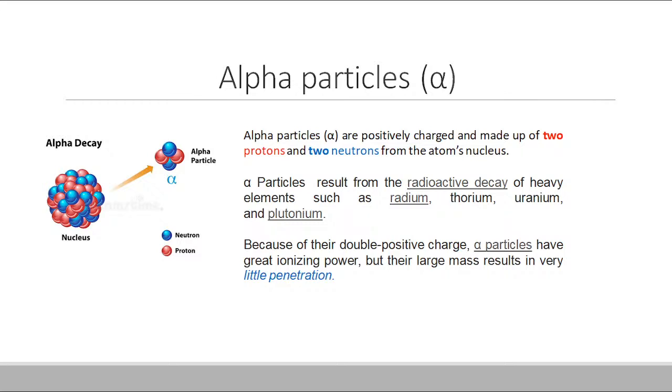Let's begin with alpha particles. Alpha particles are positively charged and made up of 2 protons and 2 neutrons from the atom's nucleus. You can see on the slide 2 protons and 2 neutrons. Alpha particles result from the radioactive decay of heavy elements such as radium, thorium, uranium, and plutonium. Because of their double positive charge, alpha particles have great ionizing power, but their large mass results in very little penetration.